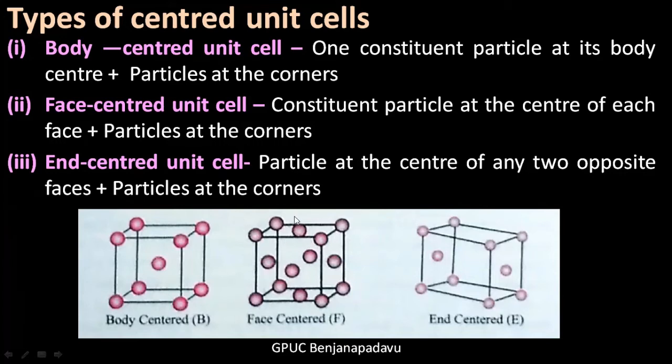Say for example, here in this diagram we can make up. So this is one face, so there is one particle here, and then this is one face, so there is one particle over here, and here there is behind one, backside one. So here there is one face and a particle is here, and this is the right face, right side face, so there is one particle over here, and ikade left idu ondu face ide, so adra center alli kuda ondu particle ide. So such type of unit cells in which the constituent particles are present at the center of each face and at the corners.